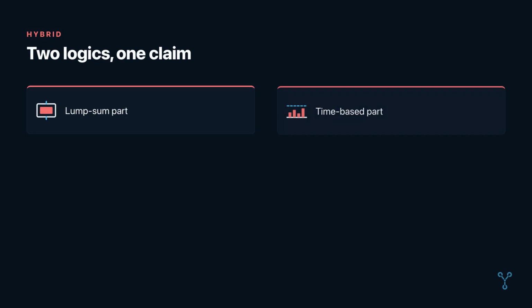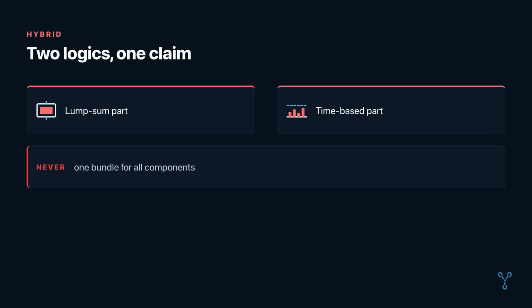A hybrid contract combines these logics. Do not use one bundle of evidence for all components. Build each part of the claim against the payment rule that applies to it, and ensure the same work or cost is not charged twice.